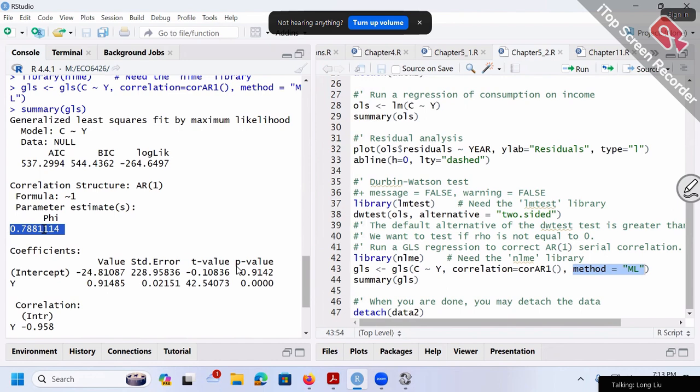This number, rho, is always a number between 0 and 1 in terms of absolute value, right? In other words, it could be positive, it could be negative. Right here, the number is a positive 0.788, which is very close to positive one, and so it means for our data set, we have very positive autocorrelation over time.